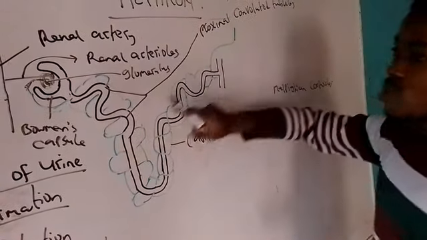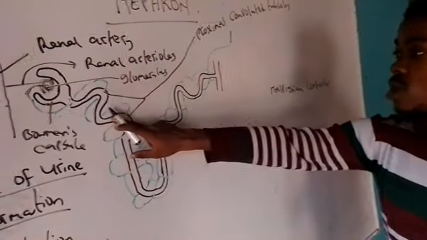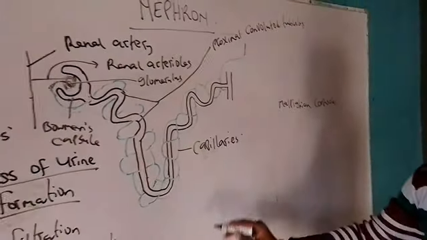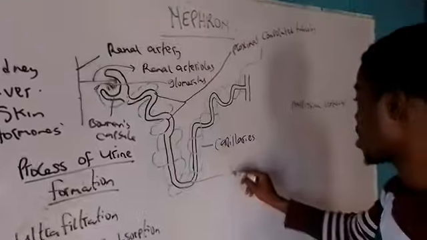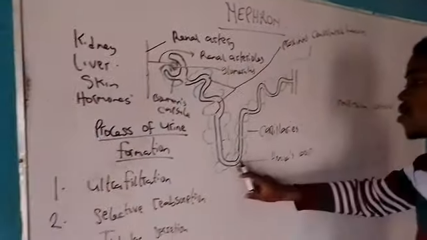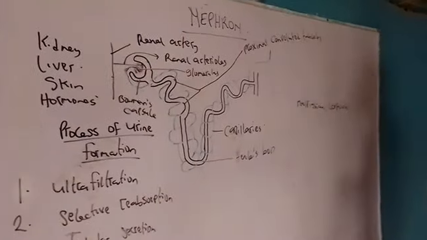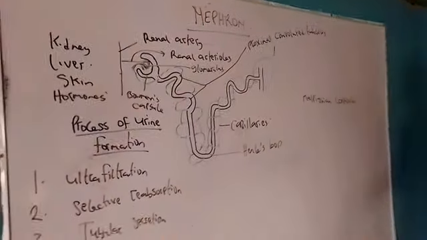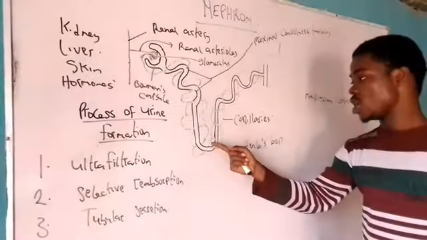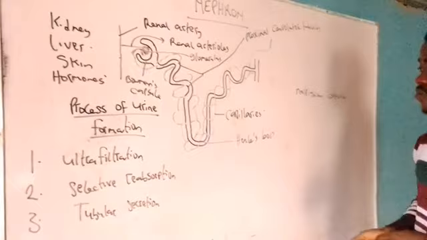And after this, we see the nutrients, the substances, they move down through this tube here, which is called Henle's loop, or loop of Henle. At Henle's loop, selective reabsorption occurs. There are still some useful substances found here that have to be reabsorbed back into the blood inside this capillary. So that's why we have selective what?